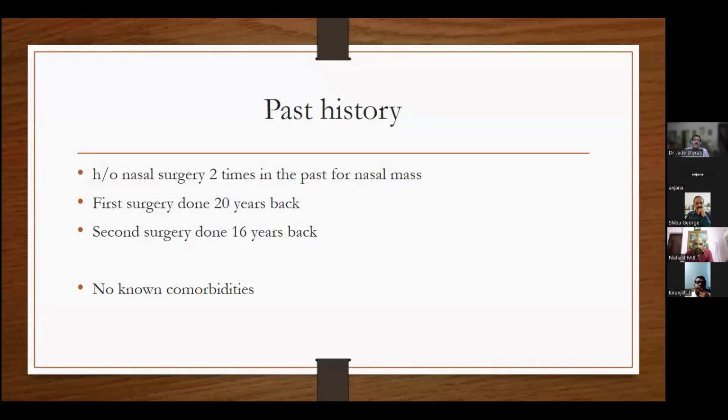What was the complaint for which he had consulted? Then what was the duration of the complaints? You should ask about the history of the disease. More importantly, what about the surgery involved? How will you ask history of surgery?